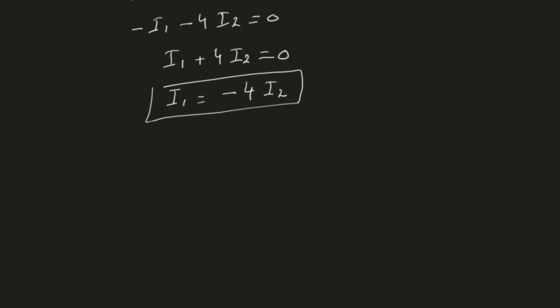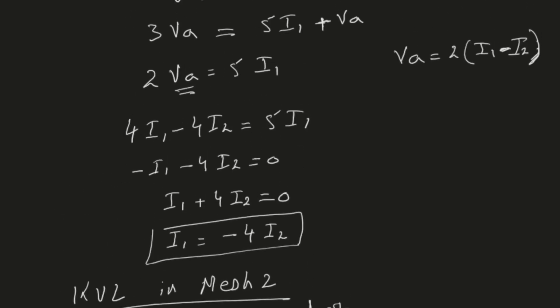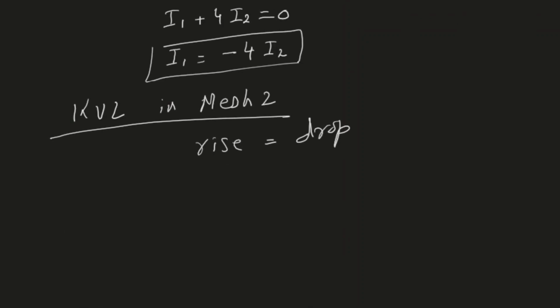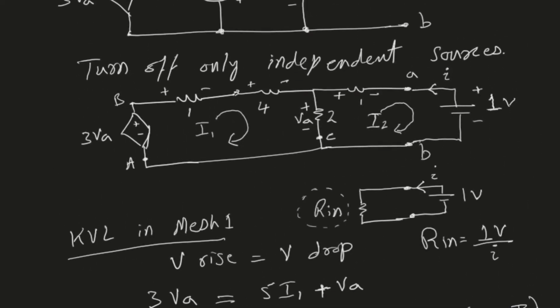So therefore, KVL in mesh 2 gives me that rise should be equal to drop. And remember, these are voltage rise and voltage drop. So going from C all around this loop, I see a voltage rise of VA. So the voltage rise is VA. And then I have a voltage drop of 1 ohm times I2, because the current in the second mesh is I2. So the current times the resistance is the voltage, and that's a voltage drop because we are going from positive to negative. We are going from higher to lower voltage, so that's a drop.